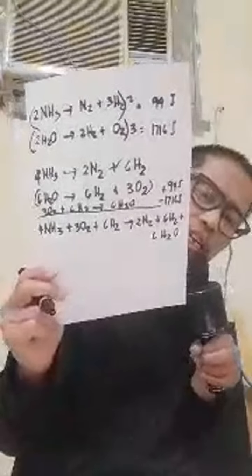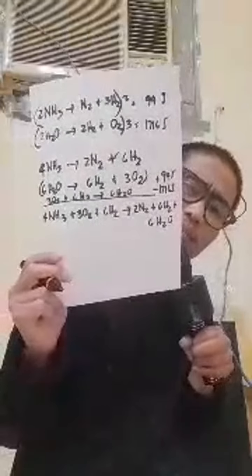In here, guys, it's very obvious and transparent that we can cancel the 6 moles of hydrogen gas. So what's left here is the 4 moles of ammonia plus 3 moles of oxygen gas is equal to 2 moles of nitrogen gas. Isn't it fun, especially if you love chemistry and chemical reactions? 2N2 plus 6H2O. So this will be our final overall chemical reaction.